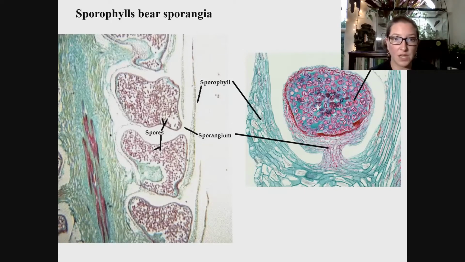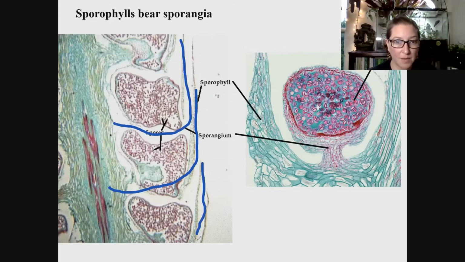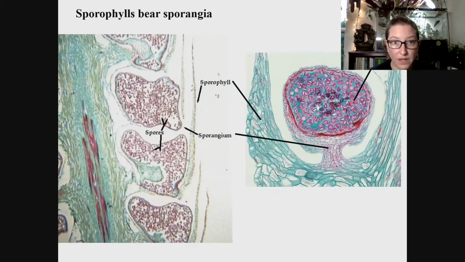So here on the left is the same thing that we saw. You see here it's saying sporophyll. I'll use a different color, dark blue. So here is one sporophyll. Here's another sporophyll. They're attached to the stem. And on top of those sporophylls, there are sporangia, which are these blobs. And inside of the sporangia is where meiosis occurs to make haploid spores. And the haploid spores are all those purple dots on the left.